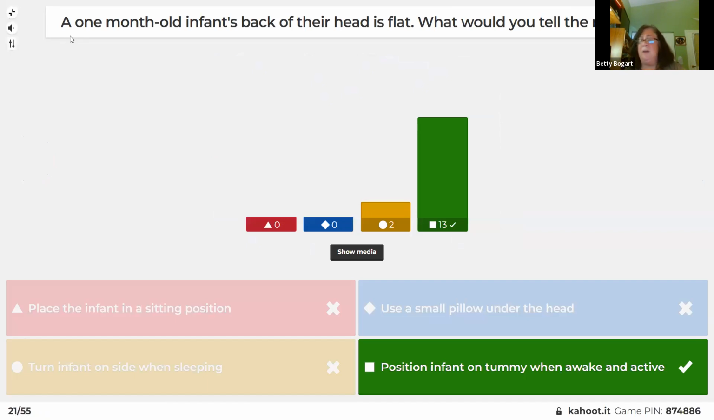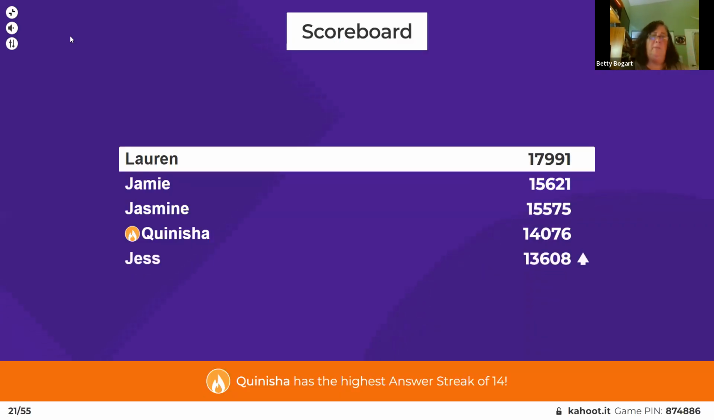So when the kid's awake and alert, then you'll put them on their tummy, and then they will get the back of their head really rounded out. And in severe cases, we can put one of those helmets on those children.